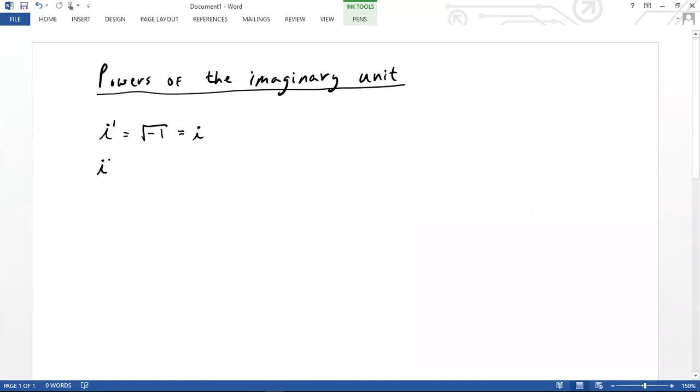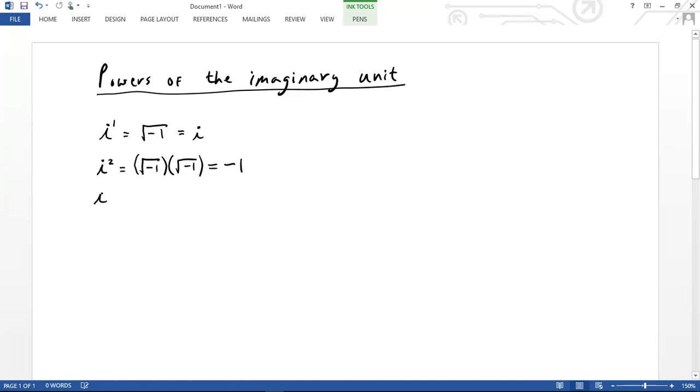i squared is going to be the square root of -1 times the square root of -1, right? Because that's just i times i. So when you multiply the same number under the square root times itself, you just remove the square root. So that's just -1.